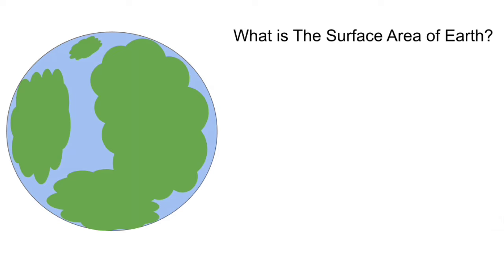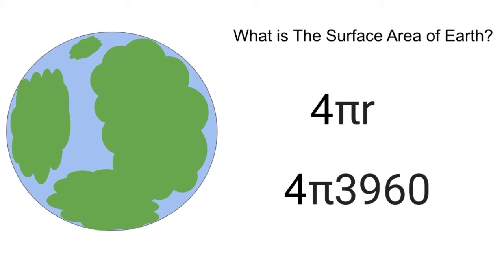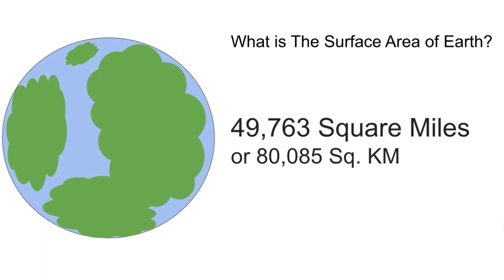What is the surface area of Earth? Well, that's easy. We just use the formula we learned in 10th grade geometry, 4 pi r. It is a formula to find the surface area of a sphere. Earth's radius is 3,960 miles, or 6,373 kilometers, give or take a few based on elevation. Plugging that into the formula, you get 4 pi times 3,960, or 15,840 pi. Calculating that gives us about 49,763 square miles, or 80,085 square kilometers.